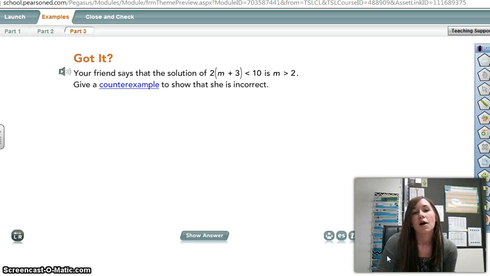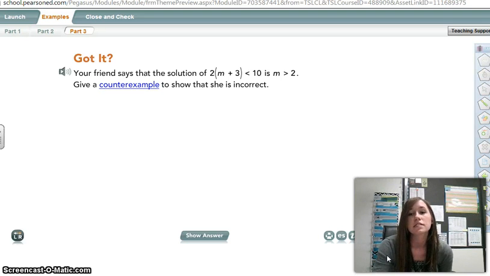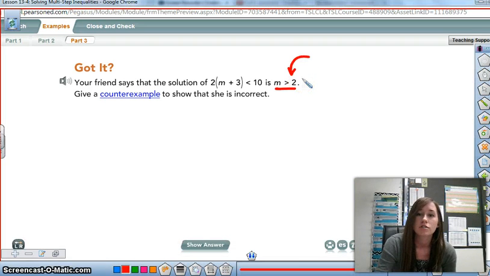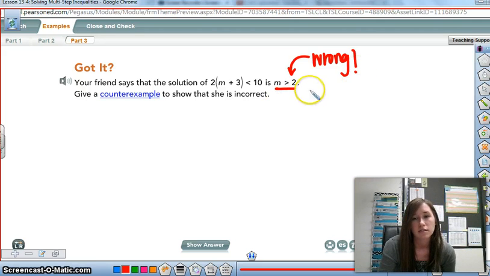Last one. Okay, so your friend says that the solution of 2 times the quantity m plus 3 less than 10 is m is greater than 2. So the value of m must be greater than 2. Give a counter example to show that she is incorrect. So this answer here is wrong. It is not true that m must be greater than 2. It's not the right answer.